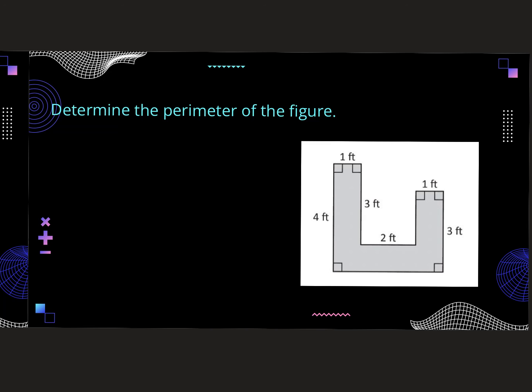So we're adding up 4 plus 4 plus 3 plus 1 plus 2 plus 2 plus 3 plus 1. And we know that this length here is 4, and I'll draw the line here. We know that this length right here is 4 because you have the 1 here, you have the 1 there. That gives you 4, which gives you a total perimeter of 20 feet.